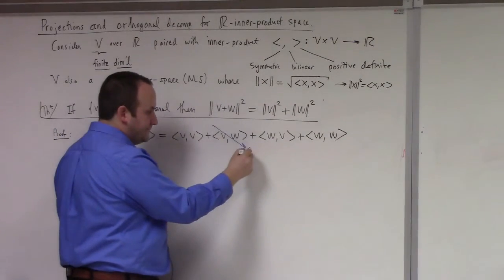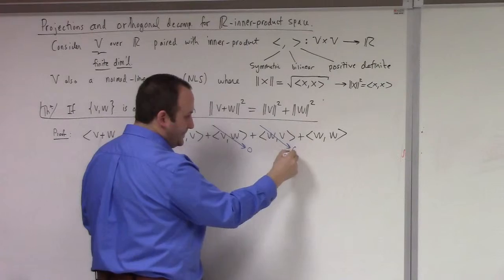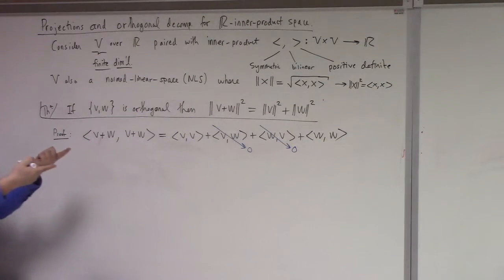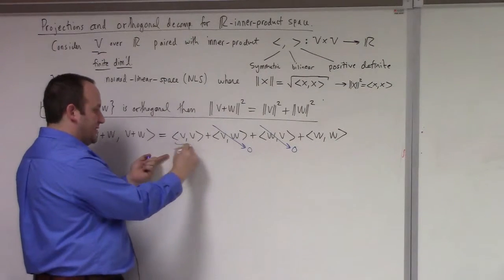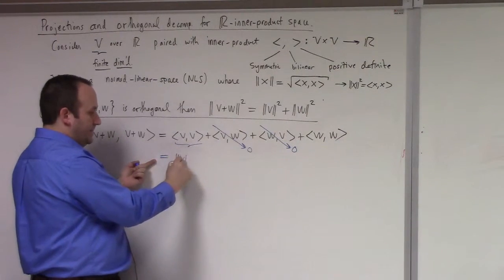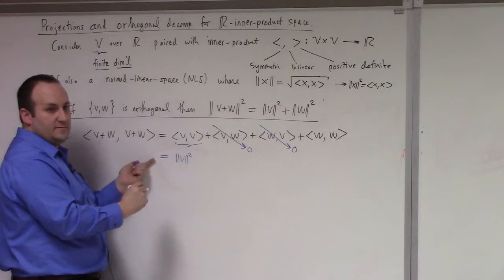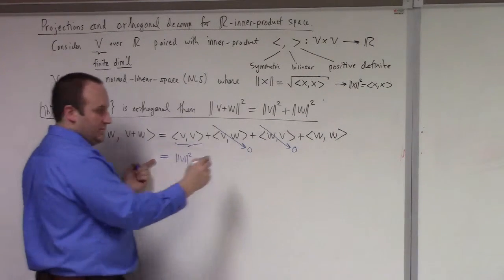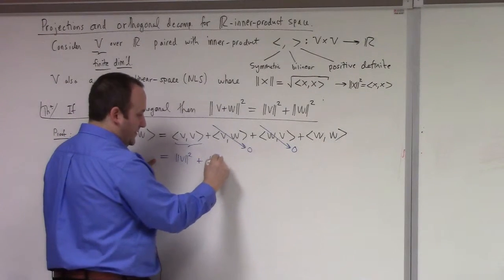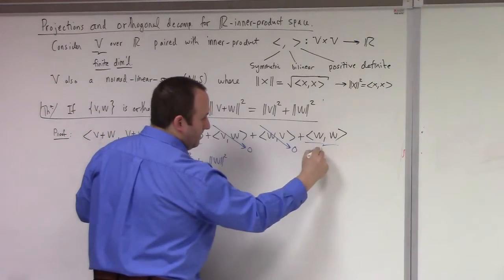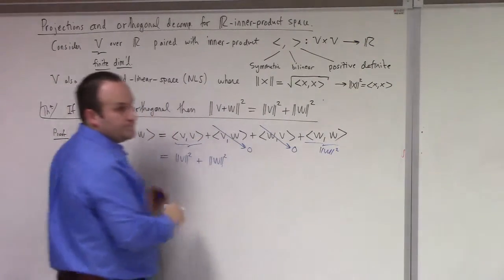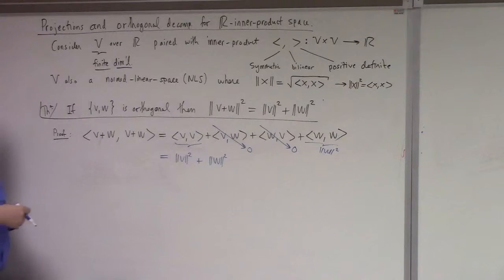Zero. Zero. Because those are orthogonal, right? By definition, those are 0. But also by definition, this is what? Length of v squared, right? Plus the length of w squared. And there you have it. Pythagorean identity.